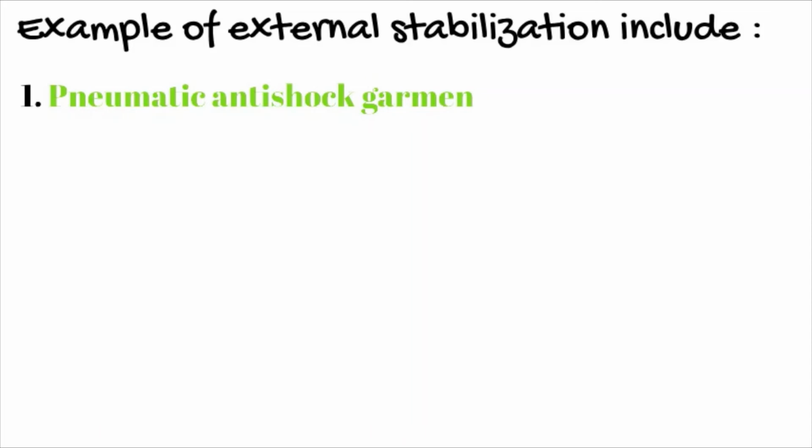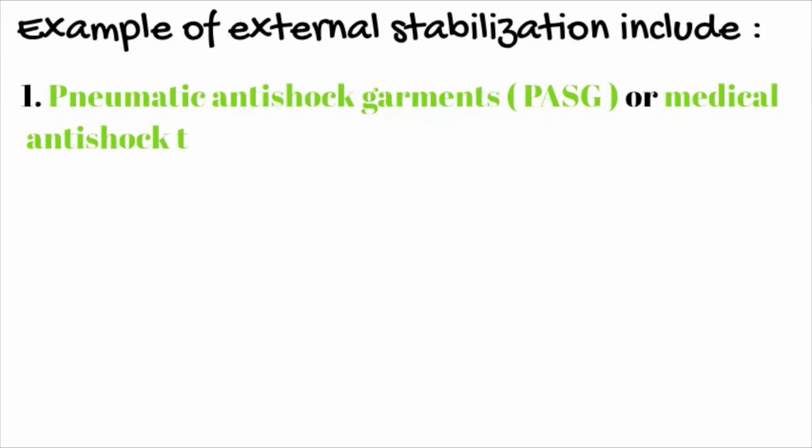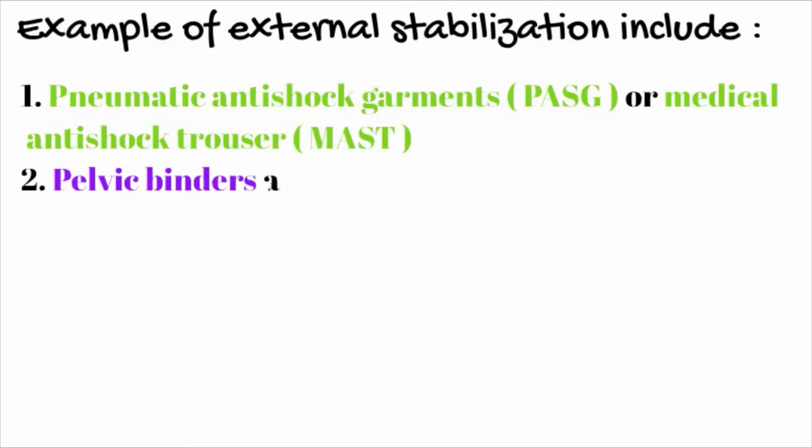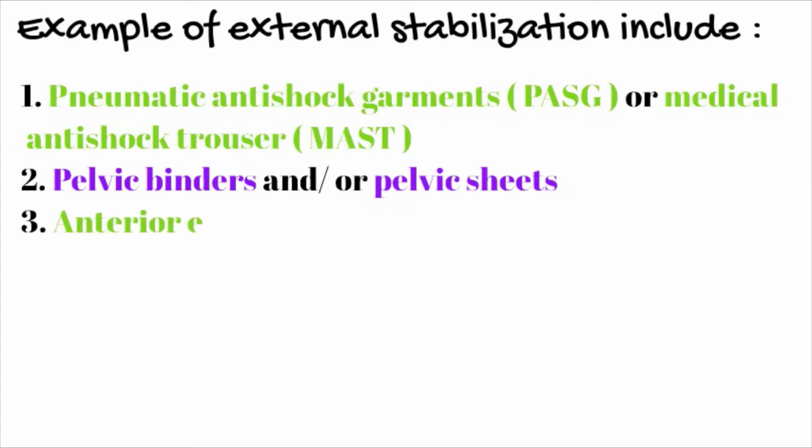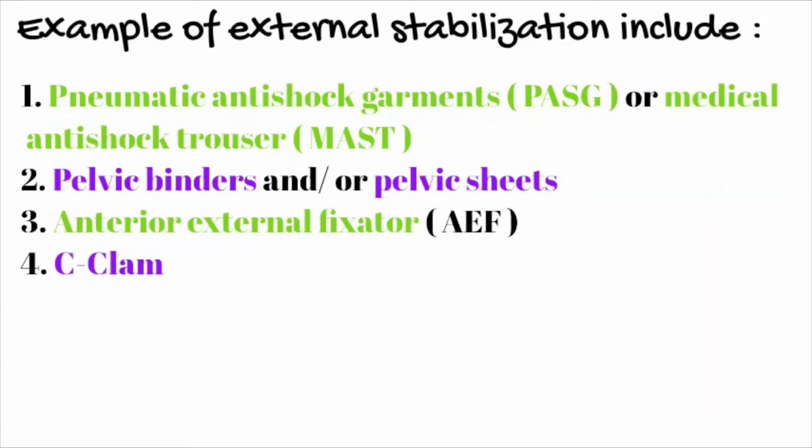Examples of external stabilization include: 1. Pneumatic anti-shock garments, PASG, or medical anti-shock trousers, MAST. 2. Pelvic binders or pelvic sheaths. 3. Anterior external fixator, AEF. 4. C-clamp.